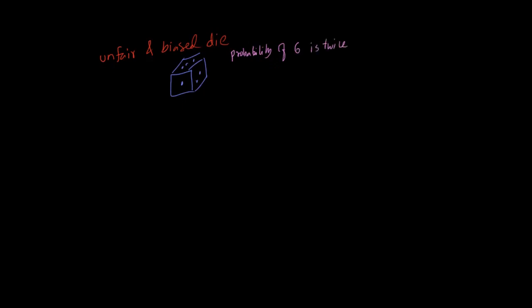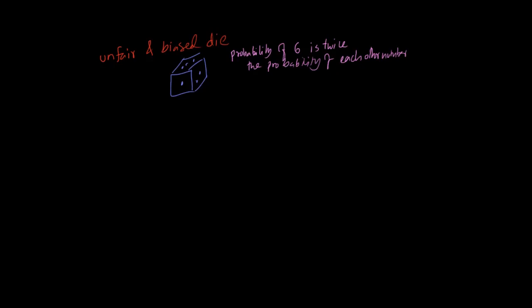If the die you're talking about is not fair, so it is an unfair and biased die. Suppose it's a cubic die like this, and it is unfair and biased. Given that the probability of 6 is twice the probability of each other number. Okay, let me repeat.